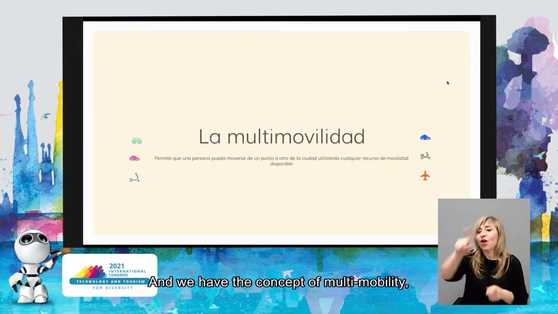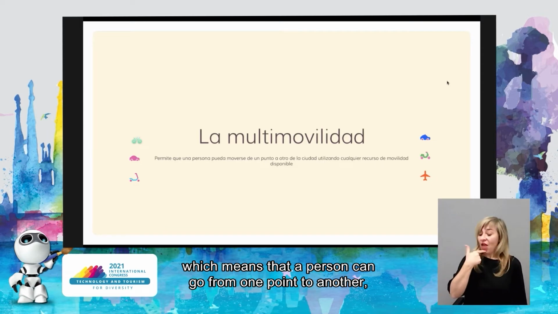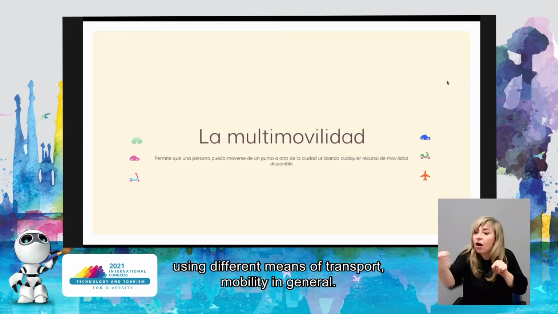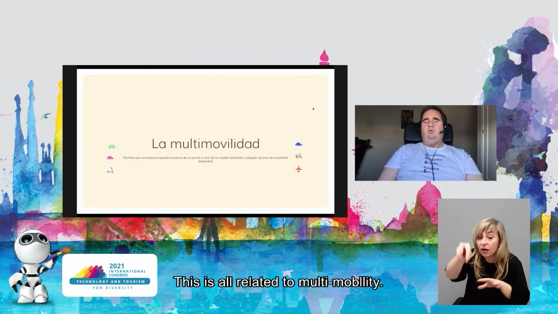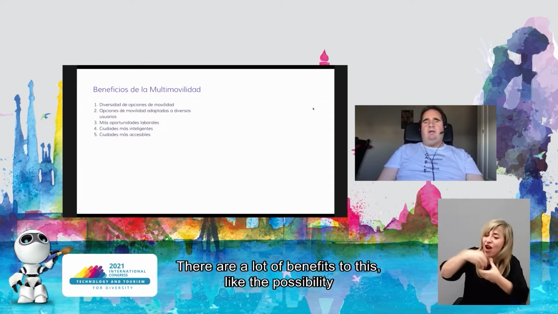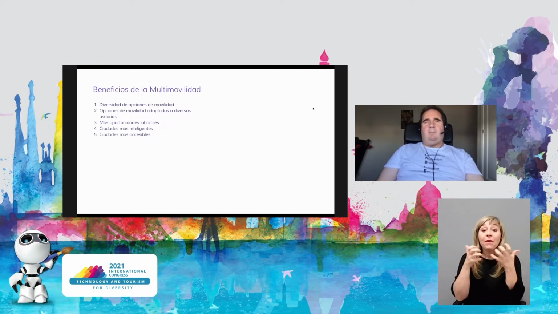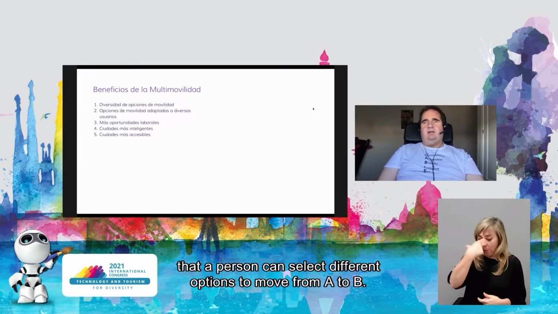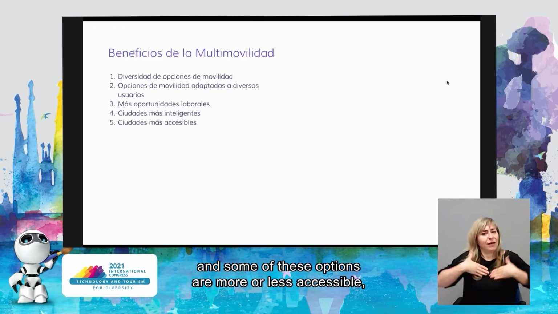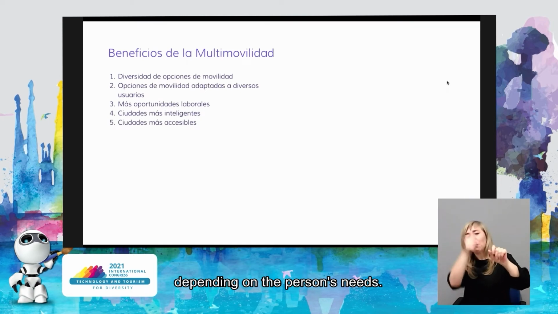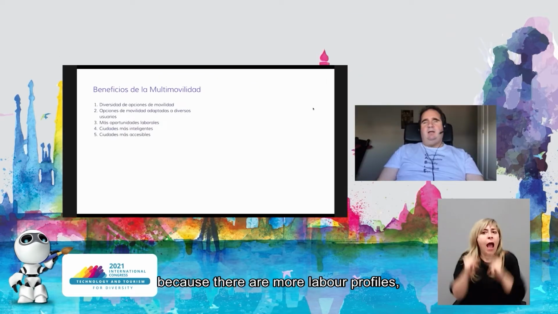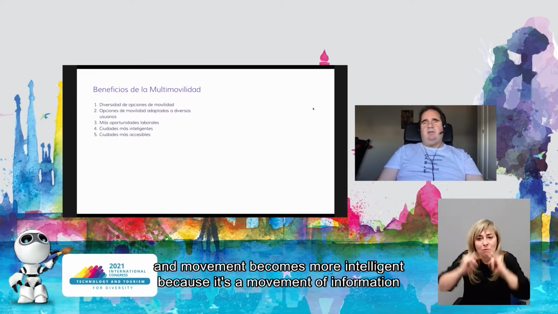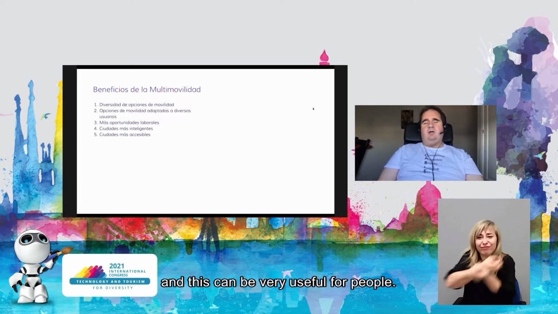And there we have the concept of multi-mobility, which means that a person can go from one point to another using different means of transport, mobility in general. Not only do people move, but objects as well. And information moves as well. And this is all related to multi-mobility. There are a lot of benefits to this, like the possibility that a person can select different options to move from point A to point B. And some of these options are more or less accessible, depending on the person's needs. Also, the opportunity for work is enlarged because there are more labor profiles, and movement becomes more intelligent because there's a movement of information, and this can be very useful for people.